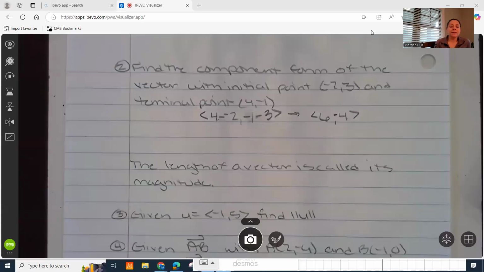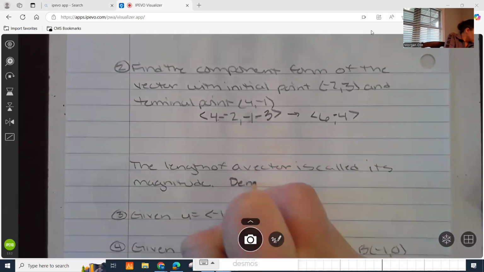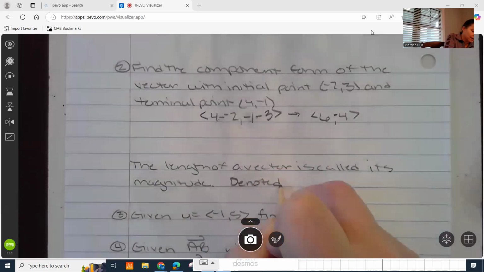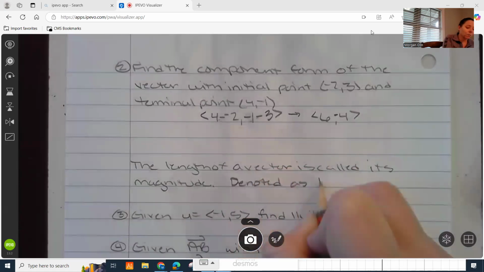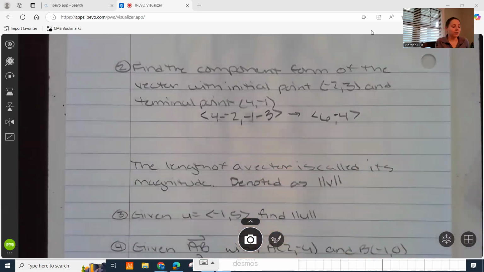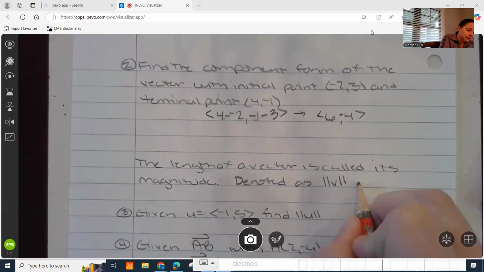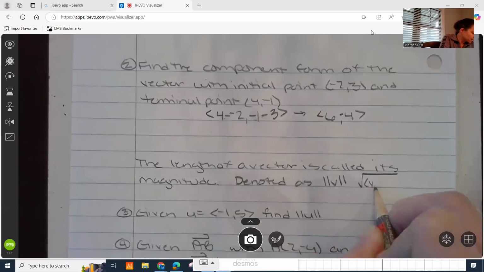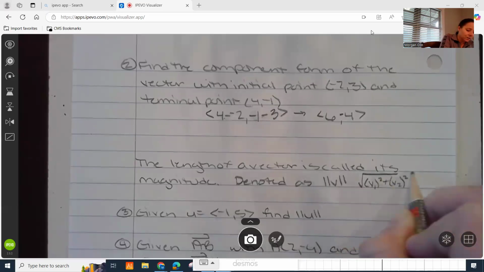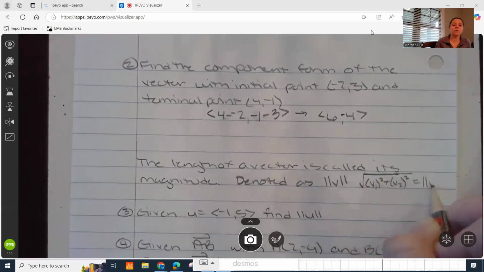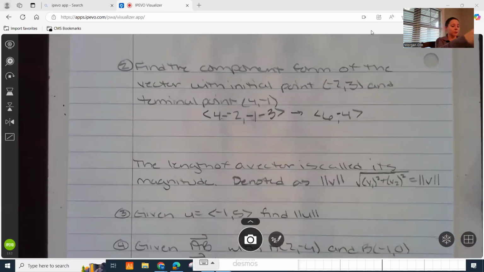The length of a vector is called its magnitude, and magnitude is denoted with these double bars right here. So when we talk about magnitude, that's what we're talking about. The formula for magnitude is the square root of the first component squared plus the second component squared, and that equals our magnitude. And we'll find some of that here.